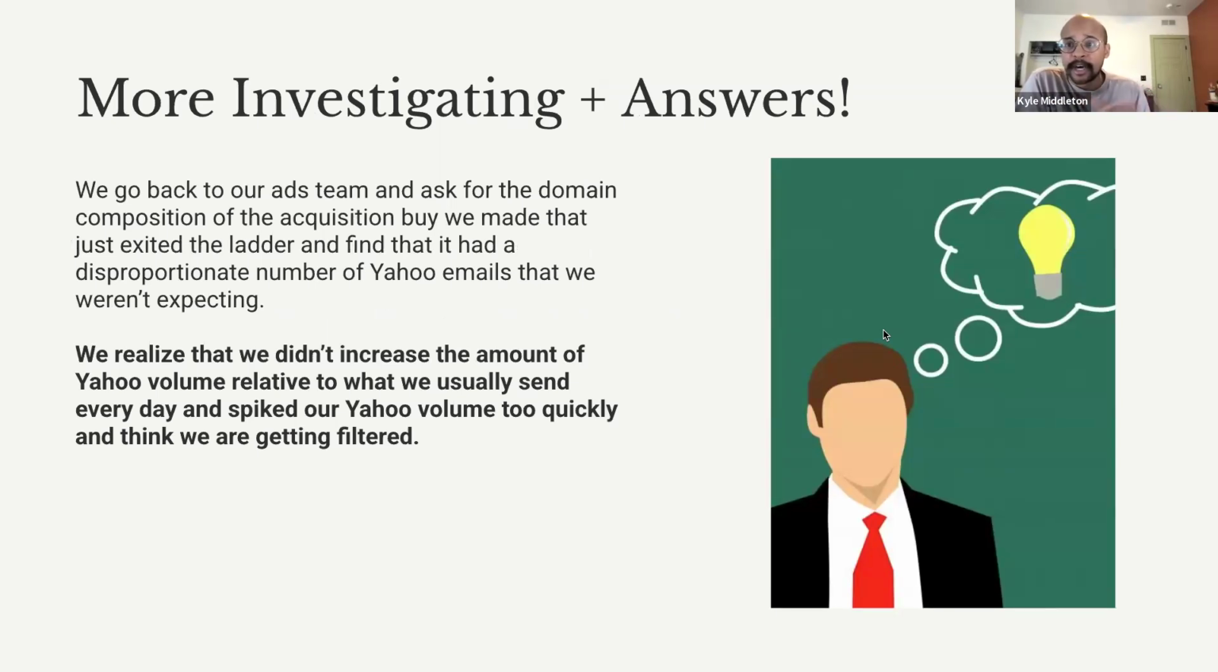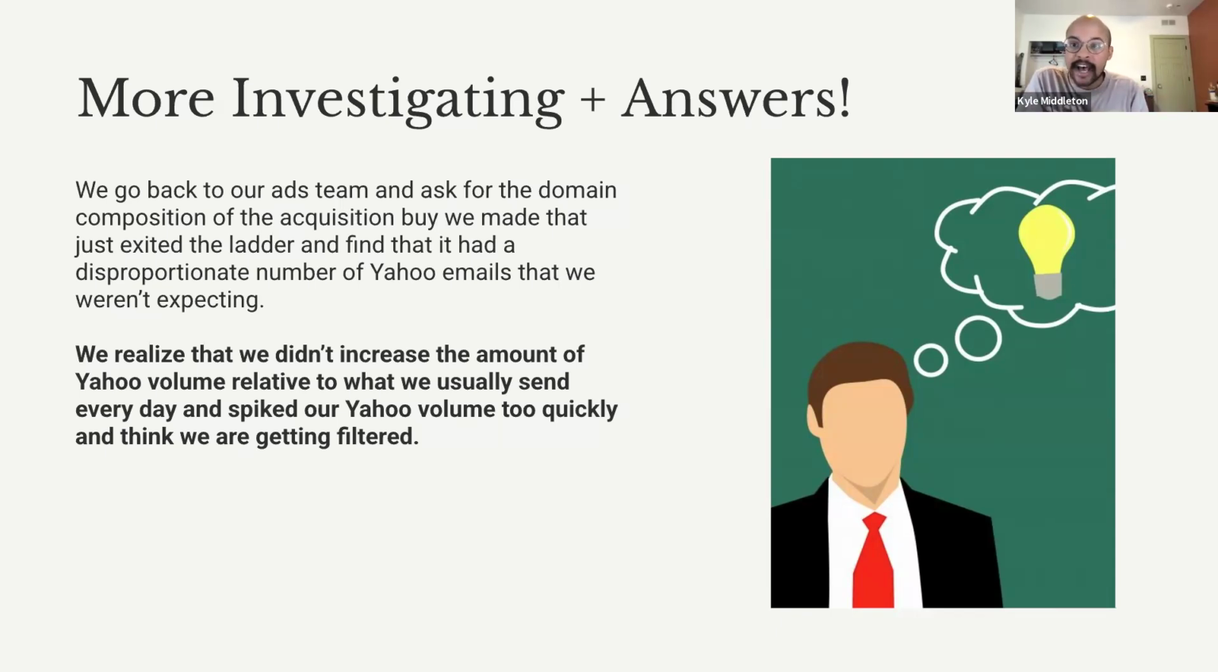So we go to our ads team, and I would do this very, very often on the campaign and ask them for a domain composition of the acquisition buy that we made that just exited the ladder. For the campaign, we tagged all of our acquisition with specific tags. So I was very quickly able to say which of the people in this tag, what is the composition of their domains? How many Gmails are in here? How many Yahoos are in here? How many Comcasts are in here? And they run that report and let us know that a disproportionate number of Yahoo emails were in this paid acquisition buy that we just did.